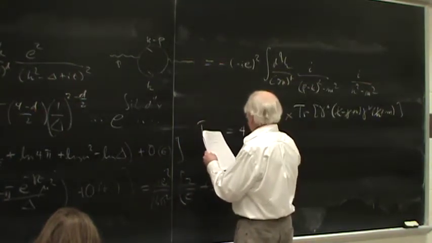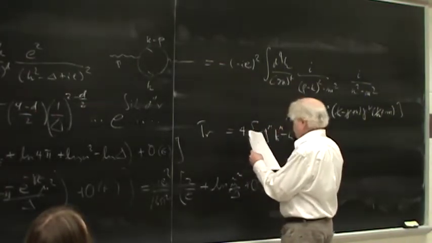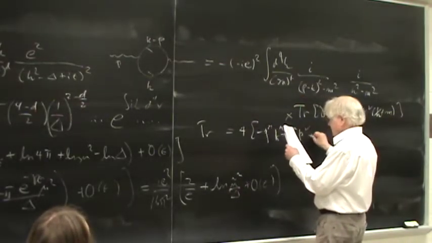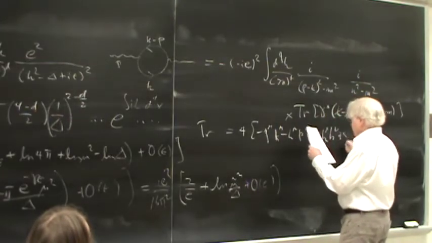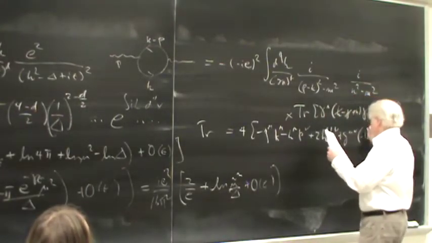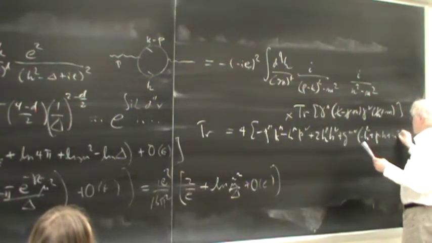is 4 times minus P^μ K^ν minus K^μ P^ν plus 2 K^μ K^ν plus g^μν (minus K squared plus P·K plus m squared).